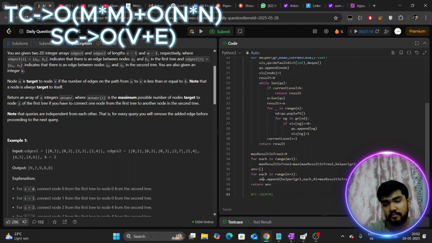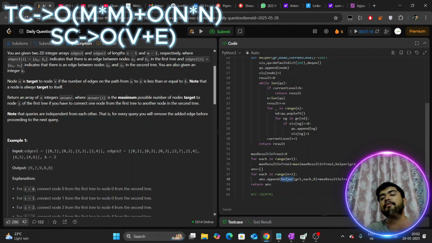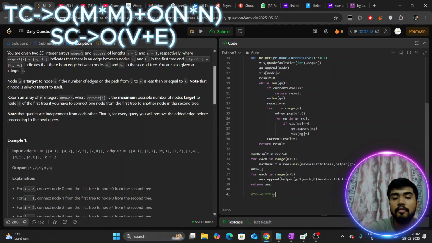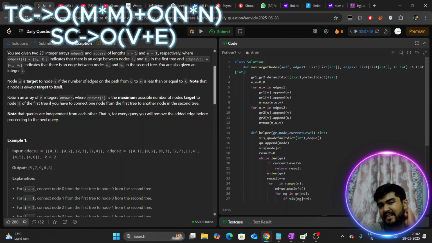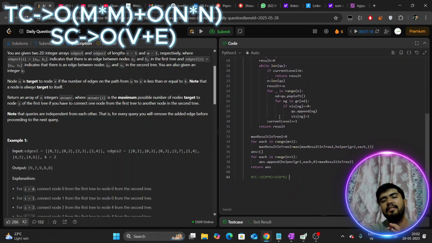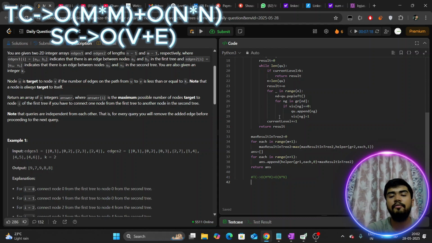And for graph 1 also, we are doing n iterations, and we are calling our helper for every one of them. So it is also big O of n cross n, plus big O of m cross m, plus big O of n cross n. So it is kind of 2 into big O of m cross n, but that is the exact time complexity this particular algo is bound to be. And the graph initializations and everything I am not going to consider, because by default we have to use them.